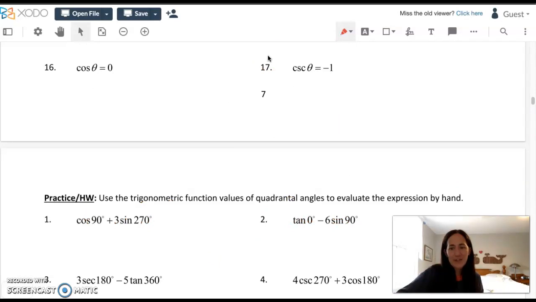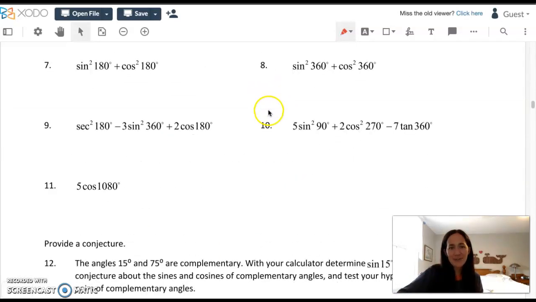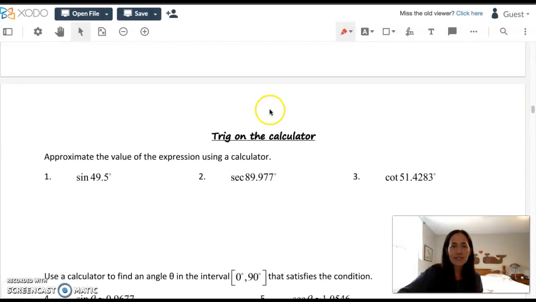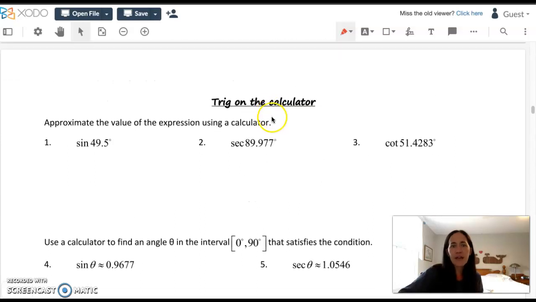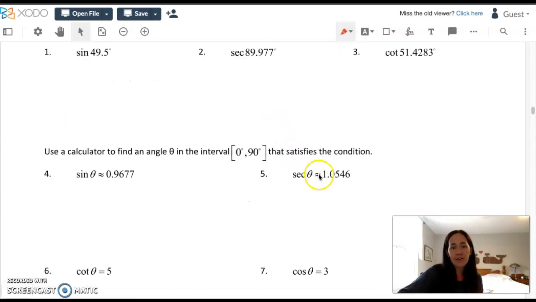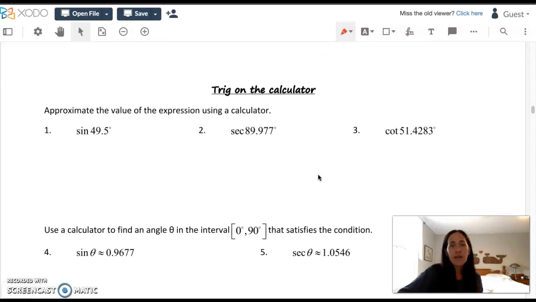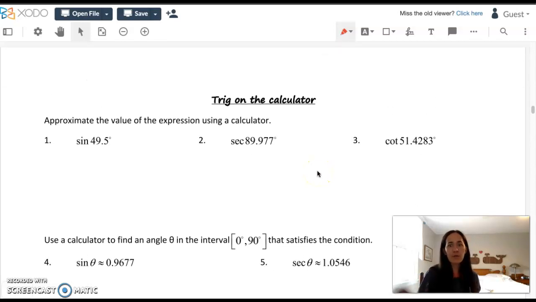If you don't mind, could you flip 2 pages ahead? I want to skip over to a page, it's 9 in my packet, where there's a heading at the top that says Trig on the calculator, and there are these 7 examples. They should be okay if we know the right mode and the right buttons to type in, but grab your calculator too to help. We're starting with an example that asks, can you approximate the value of the trig function using the calculator, the sine of 49.5 degrees?